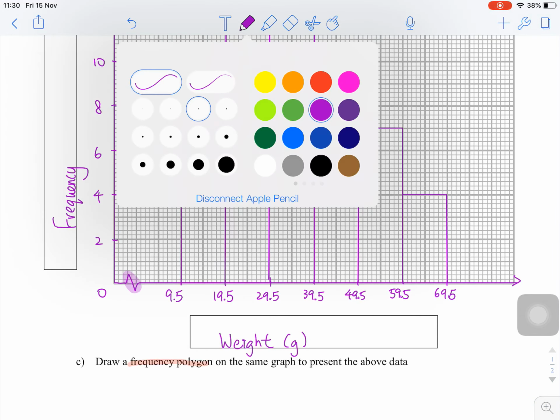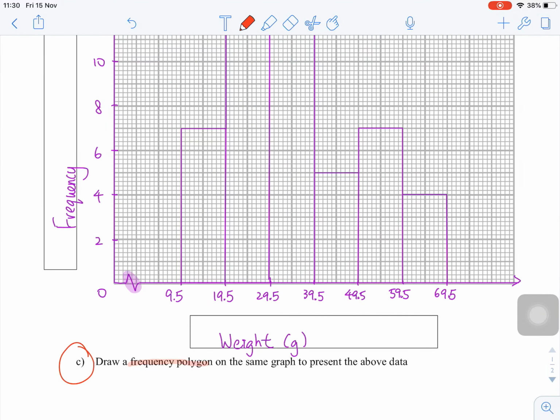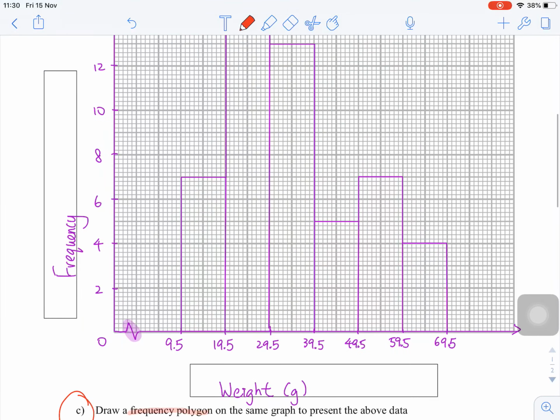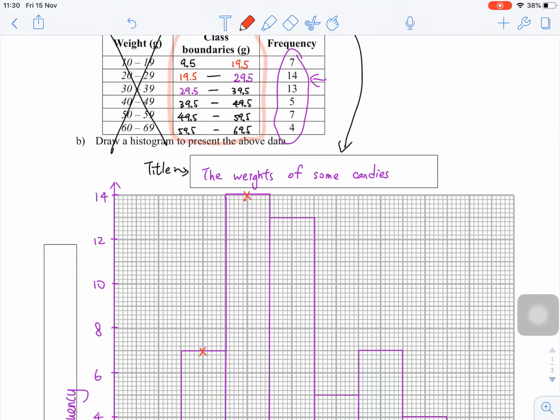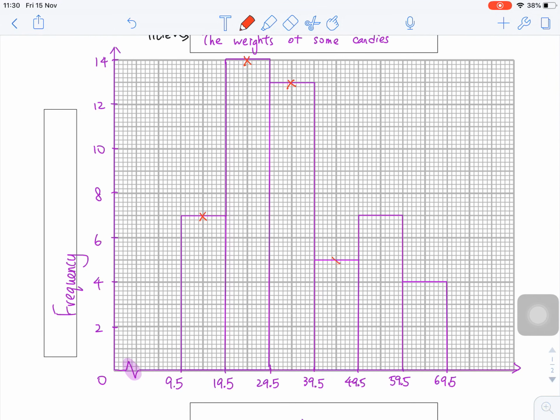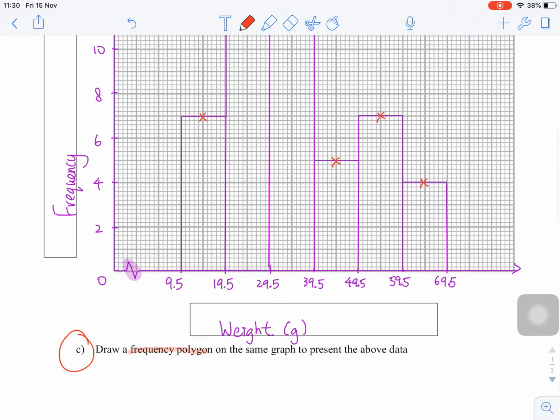How can we construct the frequency polygon on the same graph to represent the data? Now, to construct the frequency polygon, we need to consider the corresponding class mark of each bar. Actually, the class mark of each bar must be the middle of each bar. So let's draw the cross here first. For each bar, the middle of the bar, I draw it out. This represents the class mark.